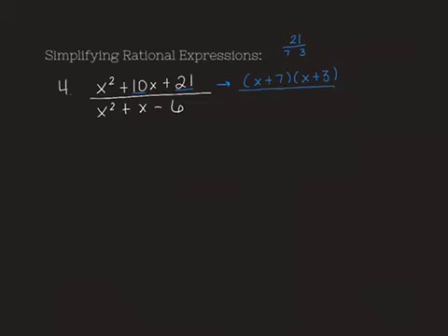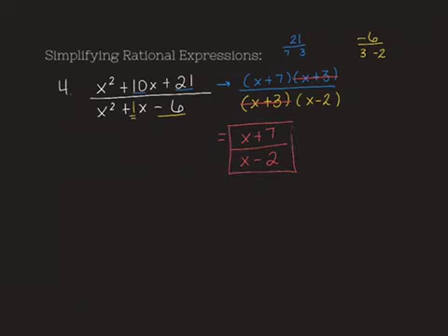Now in the denominator, I'm looking for factors of negative 6 that add to equal 1. So my factors of negative 6 that add to equal positive 1 would be 3 and negative 2. So this factors into x plus 3 times x minus 2. So now I see that they both have this x plus 3 that I can cancel out. So in the numerator, I'm left with x plus 7, and in the denominator, I'm left with x minus 2, and that is as far as I can simplify this.